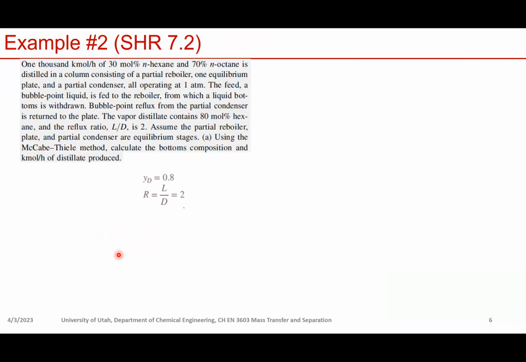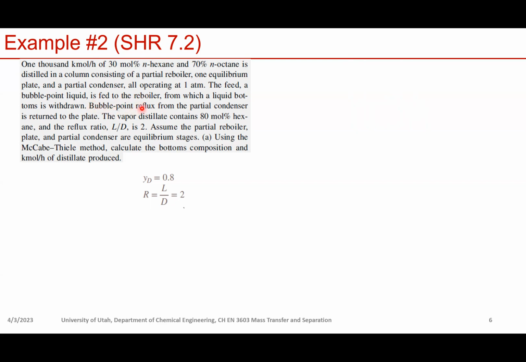Next, let's look at an example that involves a partial reboiler and a partial condenser. We have a feed of hexane and octane entering a distillation column that has a partial reboiler, one equilibrium plate, and one partial condenser. The feed is a bubble point liquid that's fed to the reboiler. The reboiler is at the bottom of the tower, so in this case it's fed into the reboiler. That means we do not have a stripping section.